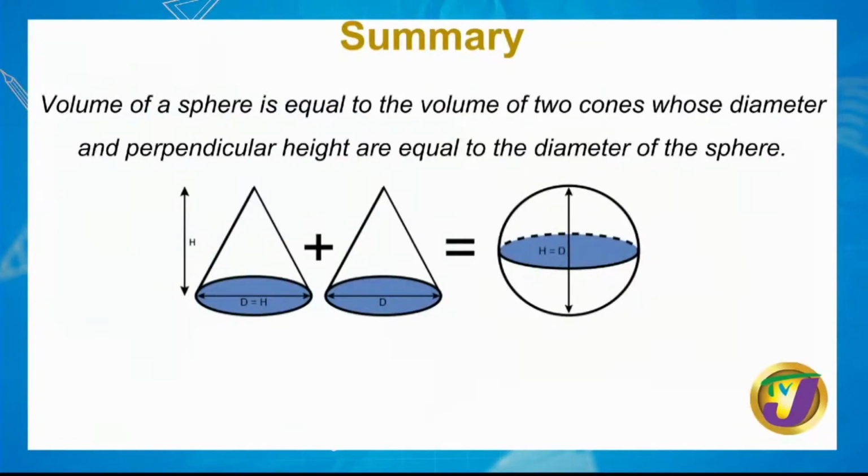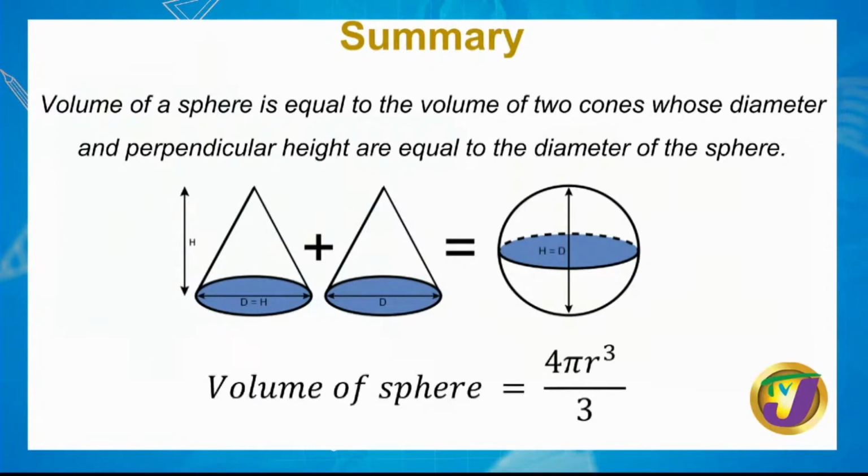All right, and we explored that earlier. We did. So the volume of the sphere is 4/3 pi r cubed.